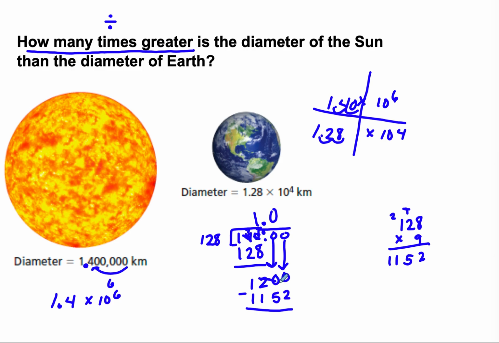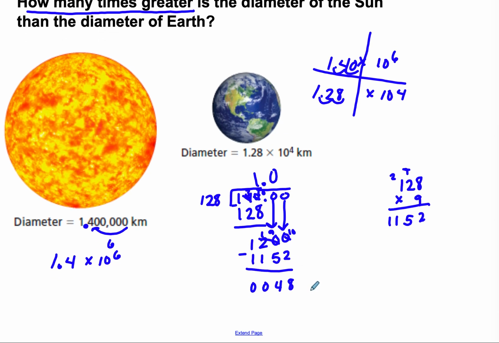So I'm going to borrow from 20. I'm going to make that 19, and then I'll make this one a 10. Okay, 10 minus 2 is 8. 9 minus 5 is 4. 1 minus 1 is 1. 1 minus 1 is 0. 1 minus 1 is 0. So I have 48. Didn't really need to put those zeros in there.